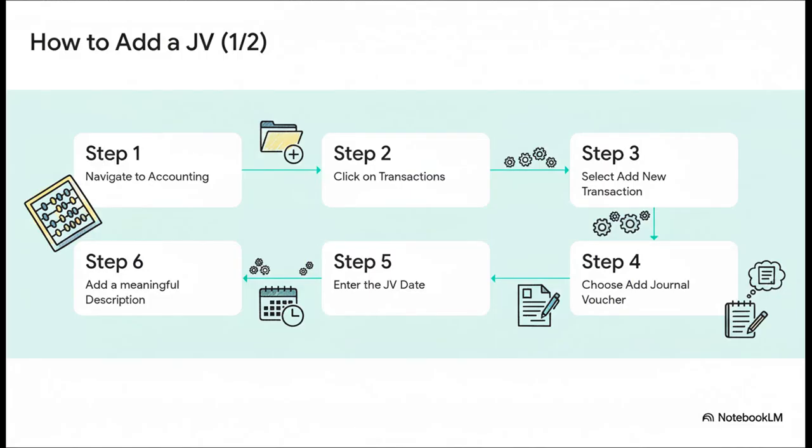Now, creating a JV in NuMetric is super straightforward. This first part is really just about setting the stage. You're just going to navigate to Accounting, click on Transactions, and choose Add Journal Voucher. Then you pop in the date, and this is important, add a really meaningful description. So when you look back in 6 months, you actually know what it was for.